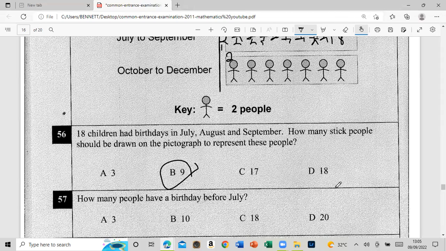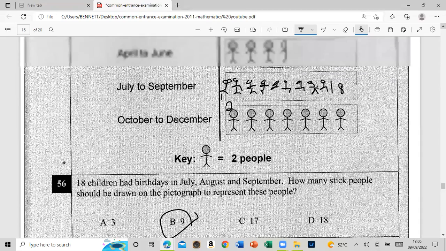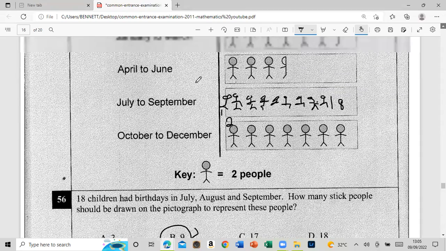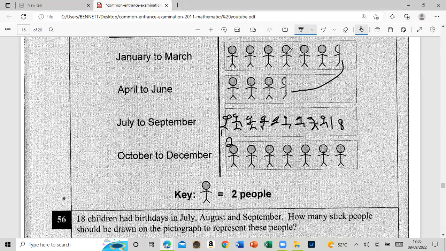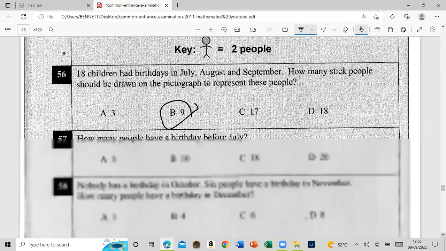How many people have birthday before July? Before July. So let's go. So this will be combined here. Alright, so let's check. This is going to make 2. So we can just say 2, 4, 6, 8, 10, 12, 14, 16, 18, 20. So that is 20. I love this question.